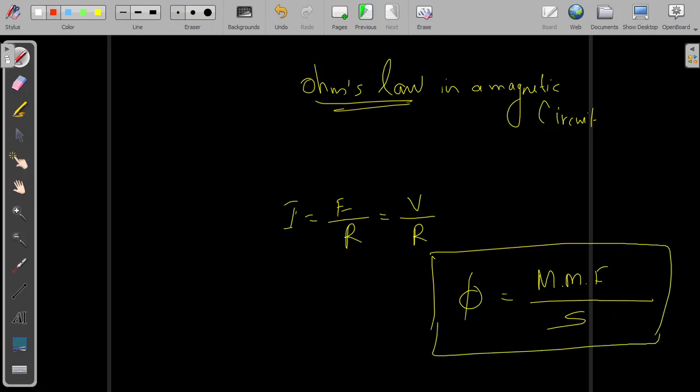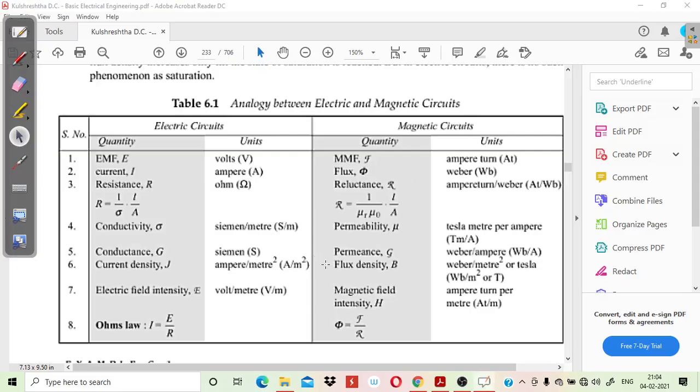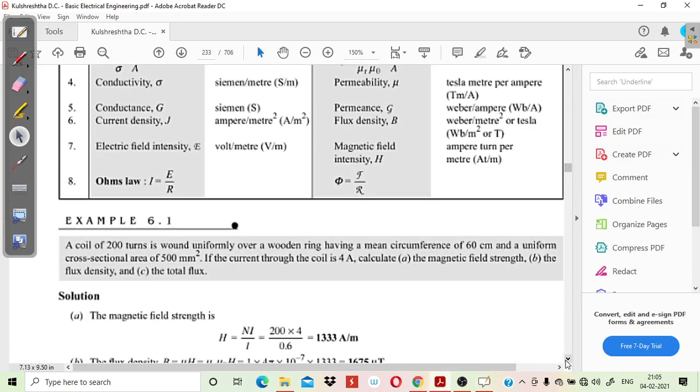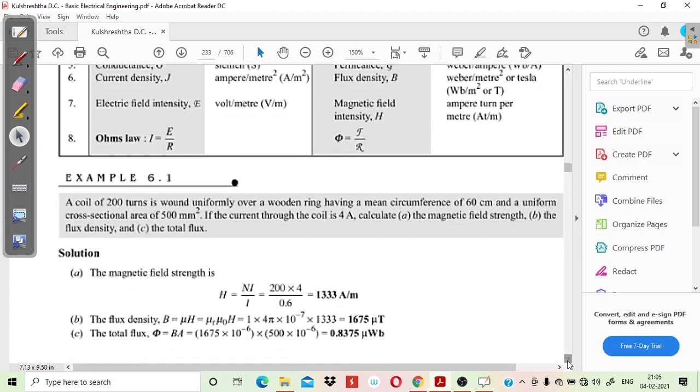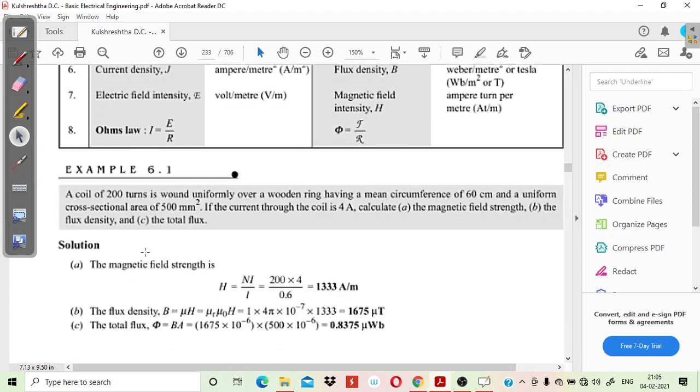This is Ohm's law in a magnetic circuit. This is a very important formula that we will apply to find the MMF, reluctance or flux through a given magnetic circuit. So we are going to solve a problem.